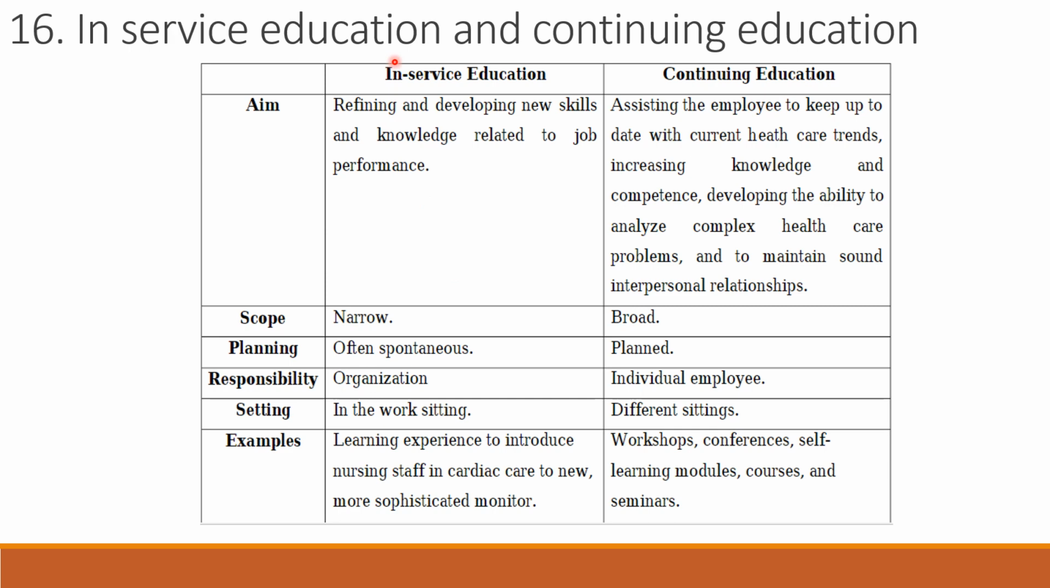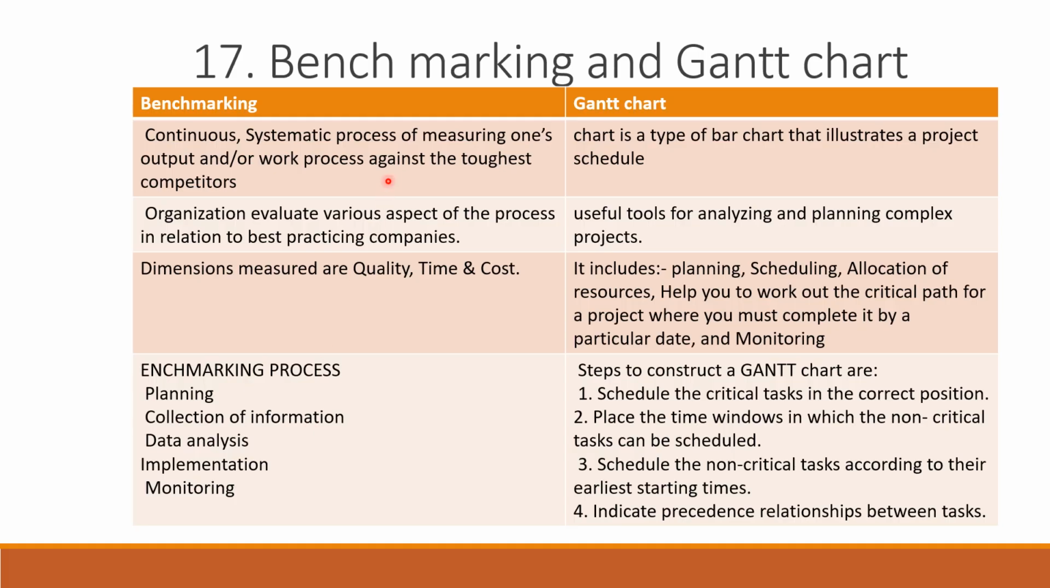Next, in-service education and continuing education. This difference is mentioned in the form of a table with 3 columns. First, the criteria on the basis of which we are differentiating. Second, in-service education. Third, continuing education. It consists of 6 points. The 17th question is about the difference between benchmarking and the NA chart. The first column is about benchmarking, the second is about the NA chart, and under each column 4 points are mentioned for differentiating.